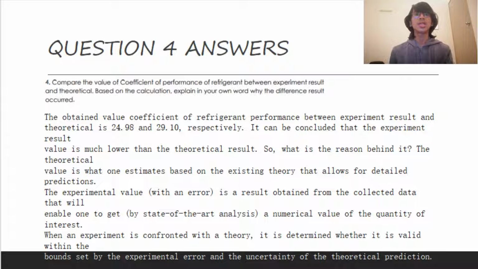So it can be concluded that the experiment value is much lower than the theoretical result. So what is the reason? The theoretical value is one estimate based on the existing theory that allows for detailed prediction.